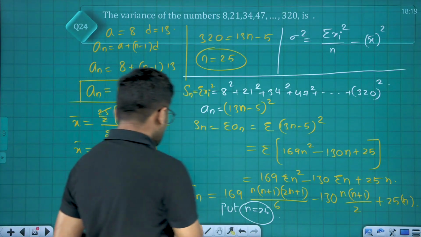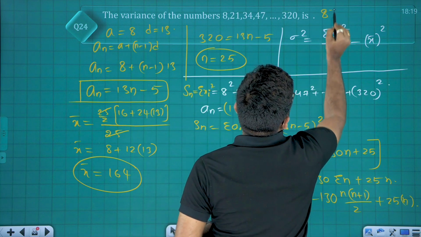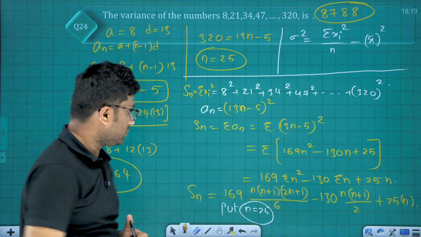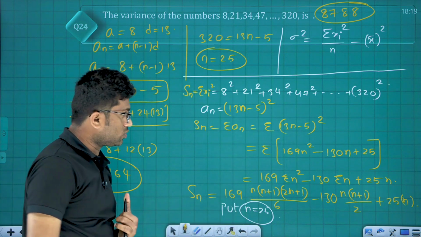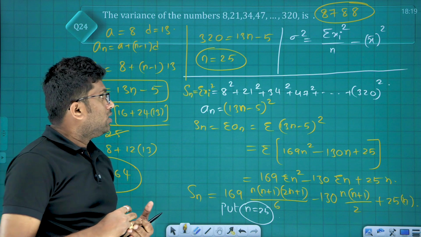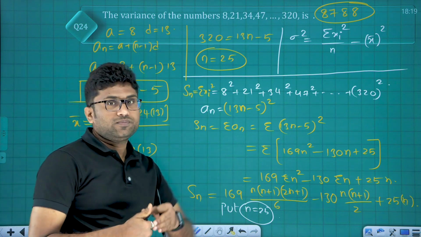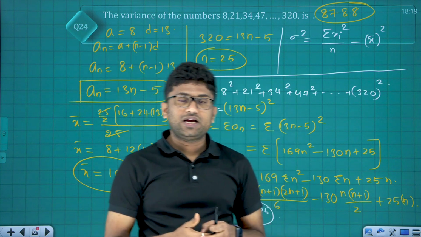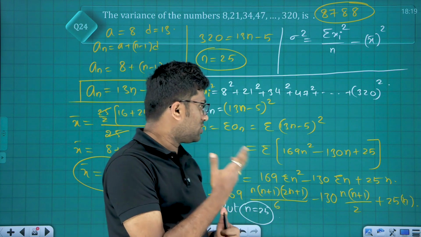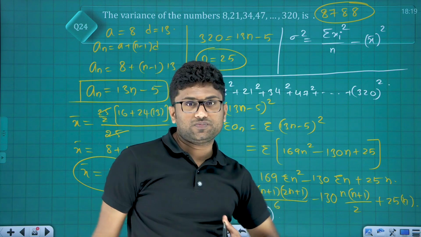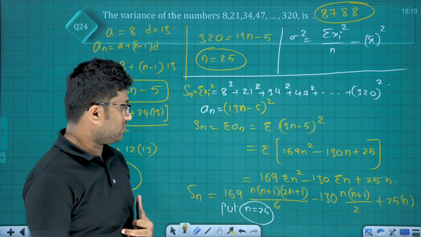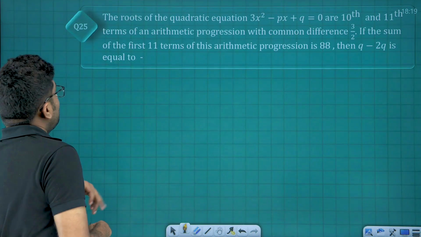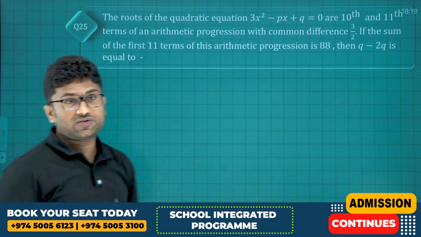The answer for this question is 8788. I agree that this is a bit calculative. We have to substitute in this portion, but there will be some questions in that way. Maths this year is difficult as well as lengthy, so there are questions in this way also. It takes a lot of time, but the approach is simple.